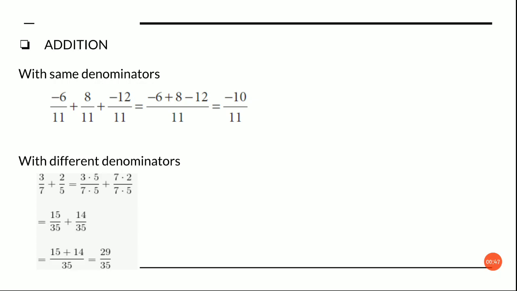First, for example, they have given this fraction: minus 6 by 11 plus 8 by 11 plus minus 12 by 11. All three rational numbers have the same denominator. So can we directly add them? Yes. Just by looking at the sign, we can directly add them and write the final answer. And for fractions that have different denominators, what should we do? As usual, we take the LCM, make the denominators the same, and only then add. Hope you are clear with this.